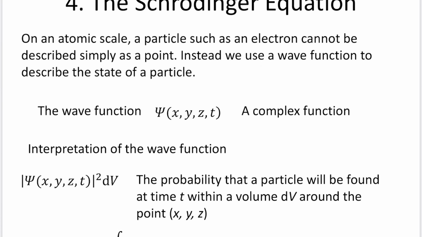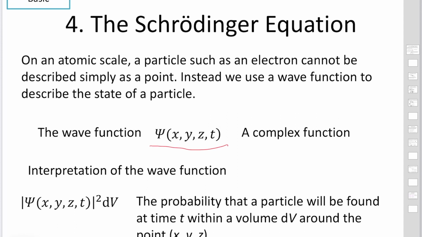In this section, we are going to study the most important, fundamental equation in quantum physics, the Schrödinger equation. On atomic scales, a particle such as an electron cannot be described simply as a point. Instead, we use a wave function to describe the state of a particle. The wave function, expressed as psi, is a function of the position x, y, z, and time.